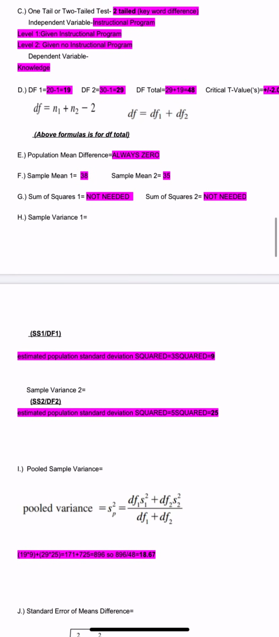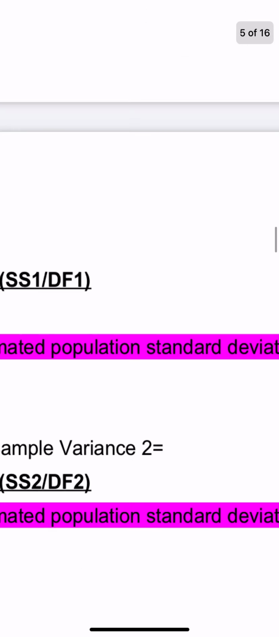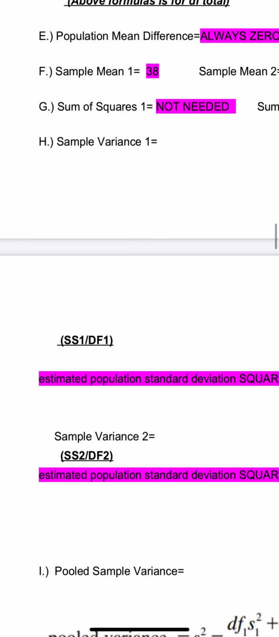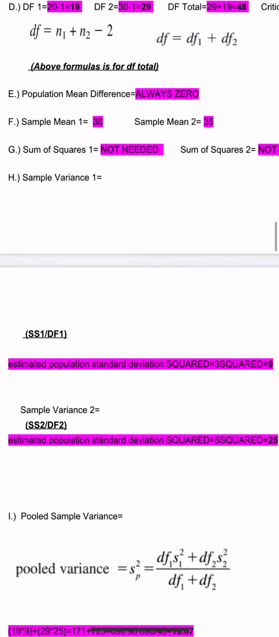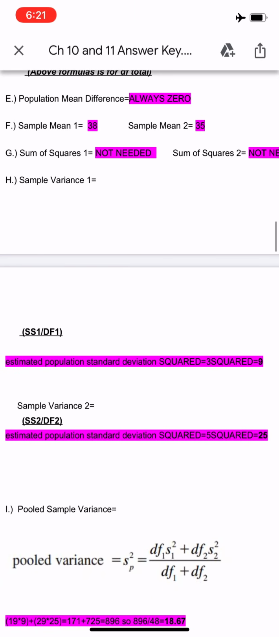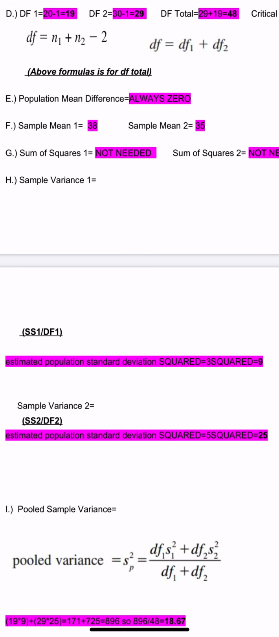Now what are we looking for here? Sample variance 1 and sample variance 2. Well, what are we given? We're given the estimated population standard deviation. Well, the variance is always the standard deviation squared, right? So the standard deviation squared equals the variance, and the square root of a variance equals the standard deviation.